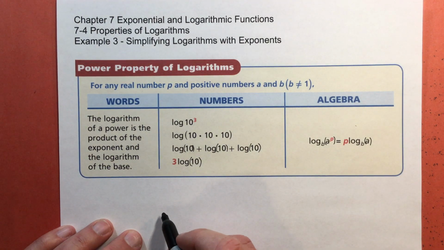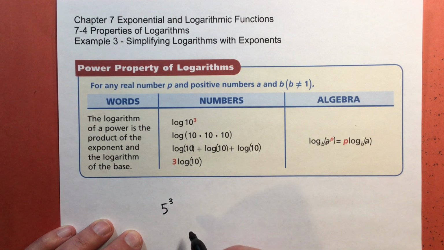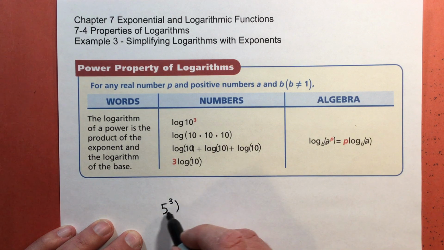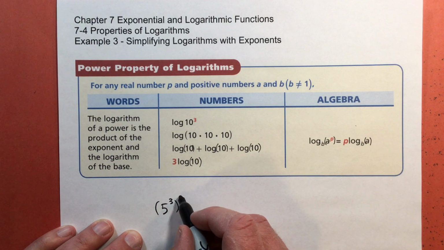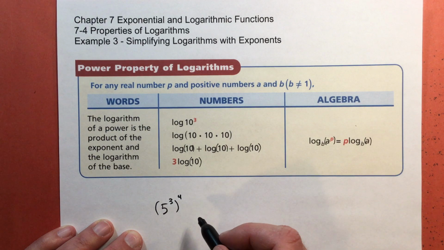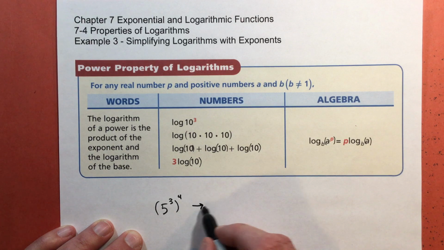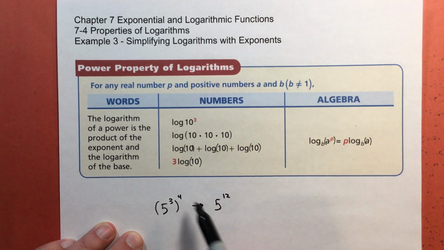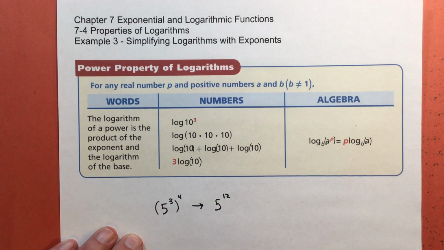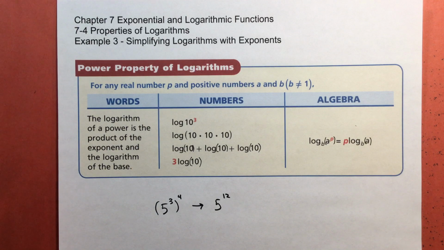So if I have, for example, 5 to the third power, and I raise that again, we'll just keep it easy, to the fourth power, then this becomes 5 to the 3 times 4, 12th power. So I'm going to multiply my exponents. Remember that the logarithm is the exponent.